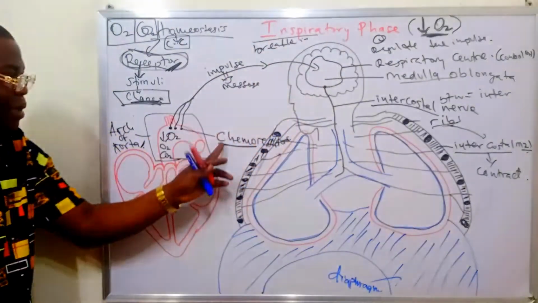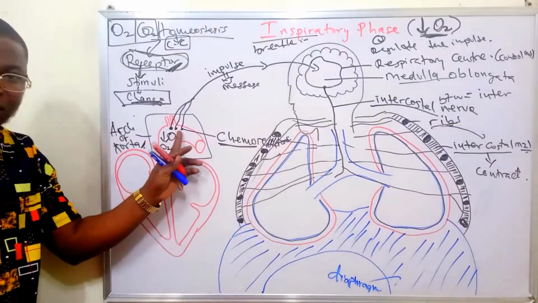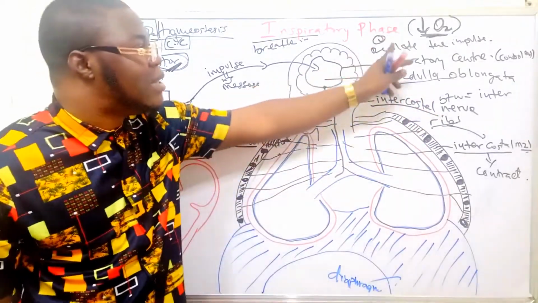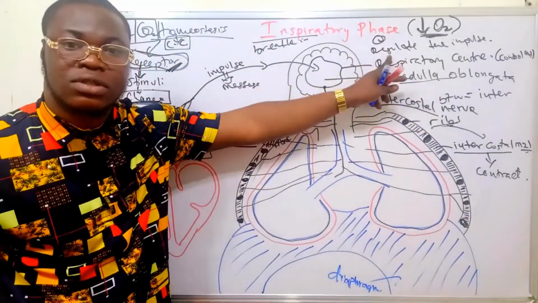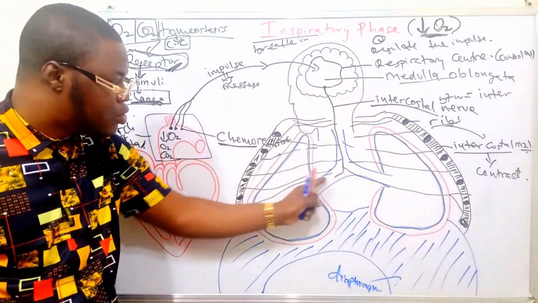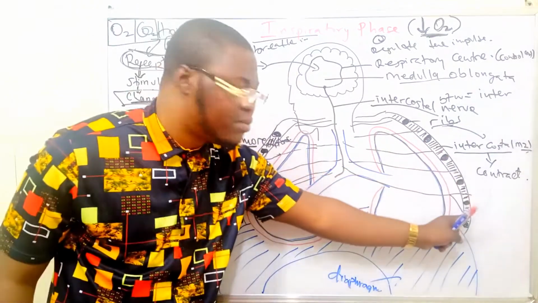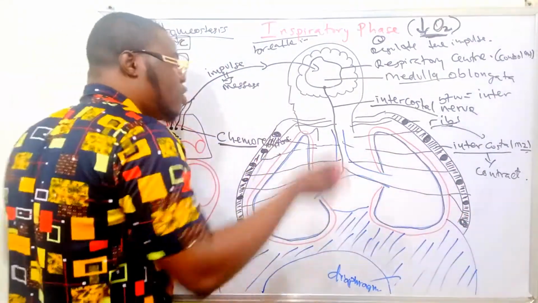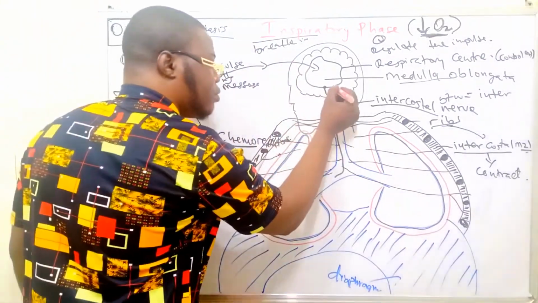Now, a quick recap. Reduction in the level of oxygen will make this chemoreceptor detect that change and send an impulse to the what? To the medulla oblongata. One, the medulla oblongata will do what? It is going to regulate the impulse. And then it sends another impulse through this intercostal nerve to the what? To these intercostal muscles. Right? Good.